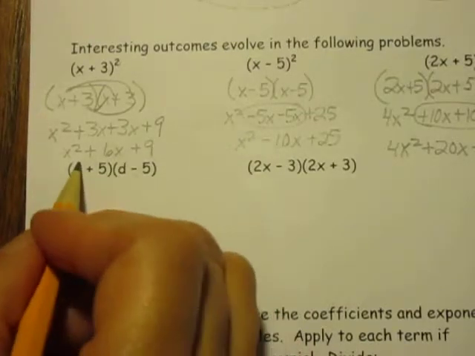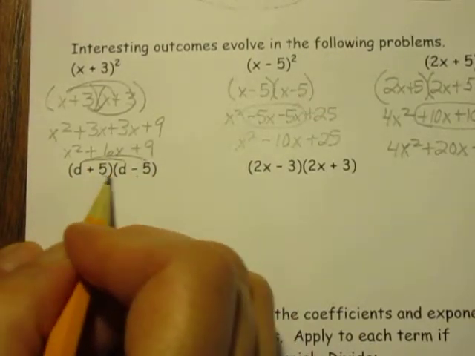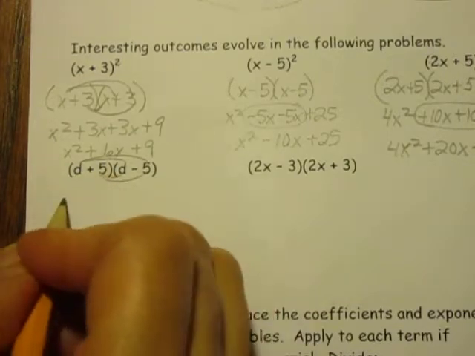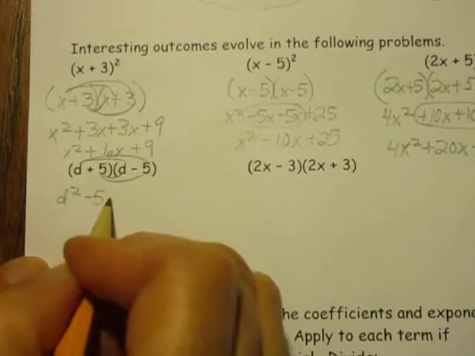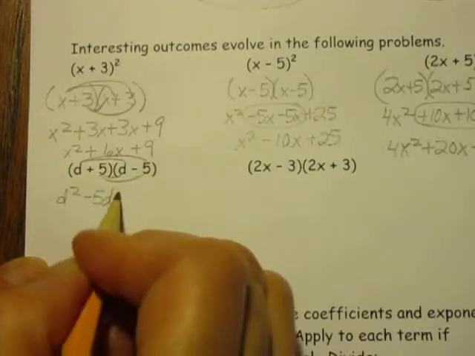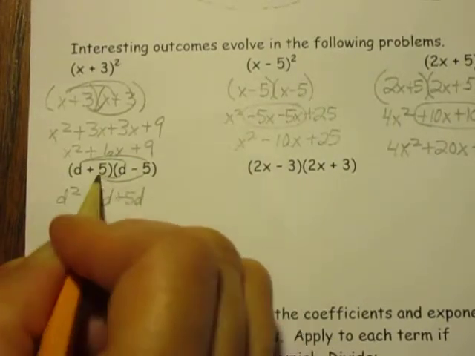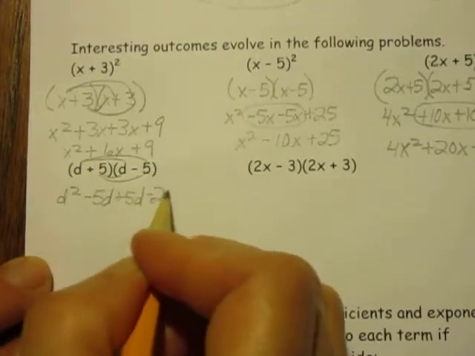Let's see what happens when I do my rainbows and scoops. So d times d is d squared. D times negative 5 is minus 5d. 5 times d is plus 5d. And then 5 times negative 5 is minus 25.